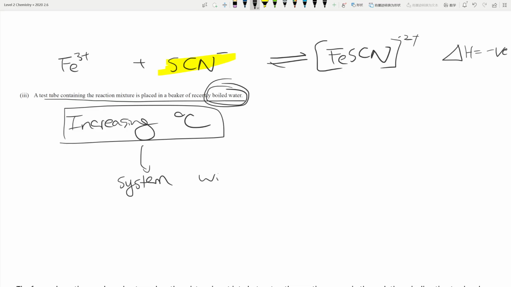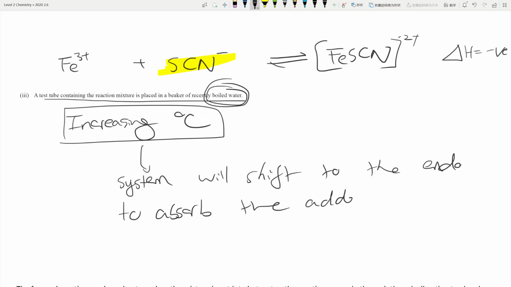The system will shift, I won't say to the side, it will shift to the endothermic reaction to absorb the extra heat energy. Okay, so it's more of the thought process that matters here. You need to understand we're changing something in the system, and how does the system respond? How would it minimize that change?